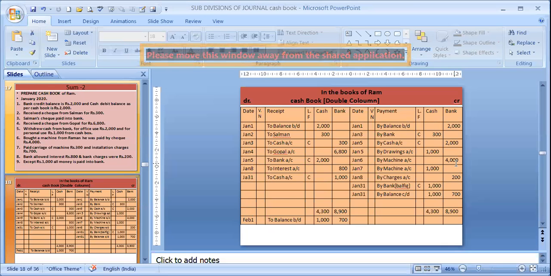Then paid carriage of machine 300 and installation charges 700. See, for the same machine, you are paying the carriage and installation. We don't write carriage and installation over here. Whenever a new machine you purchase, whatever expenditure incurred in that new machine are capital expenditures. That means those expenditures which will be included in the machine value only. So my machine value will become actually 5,000.